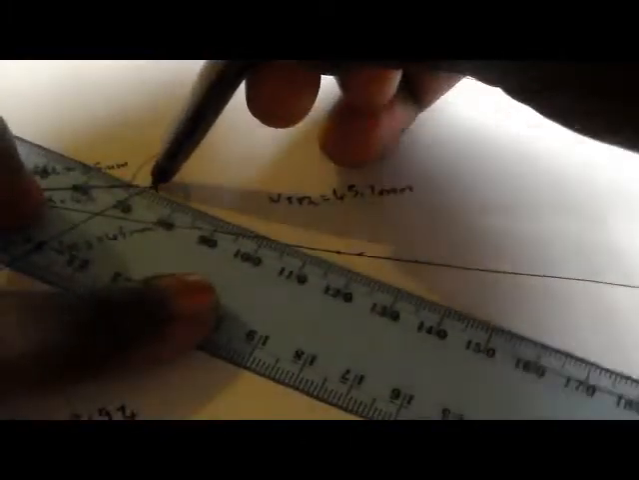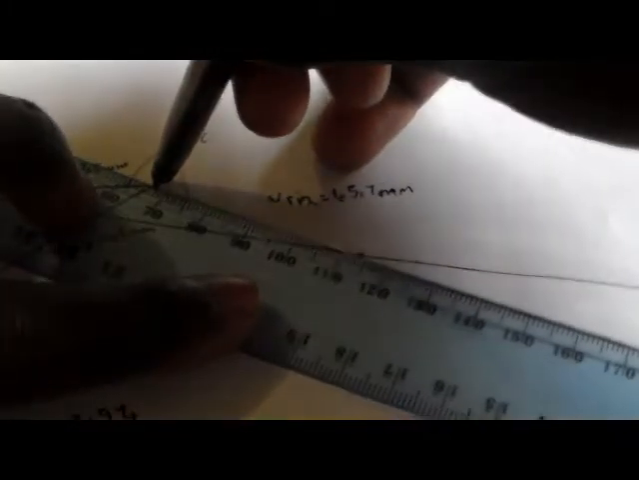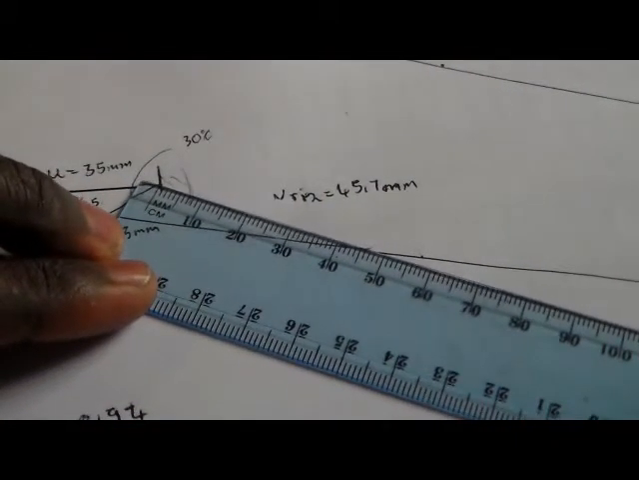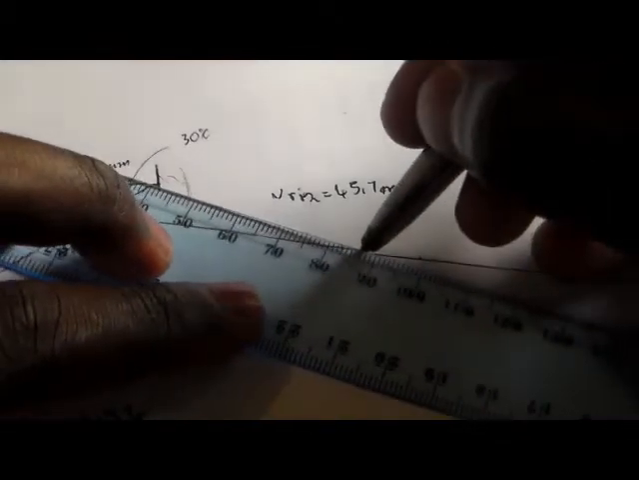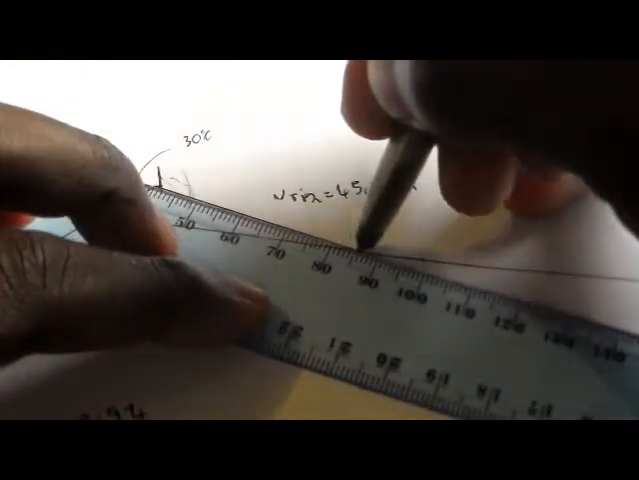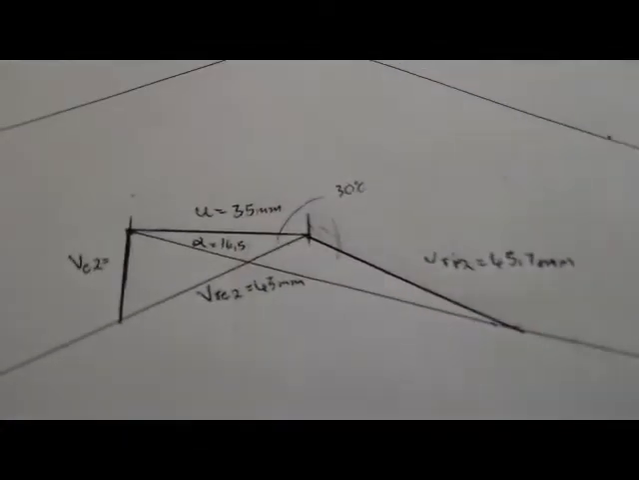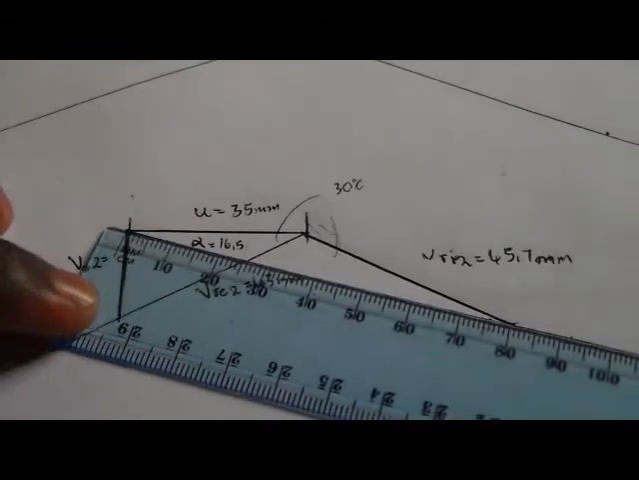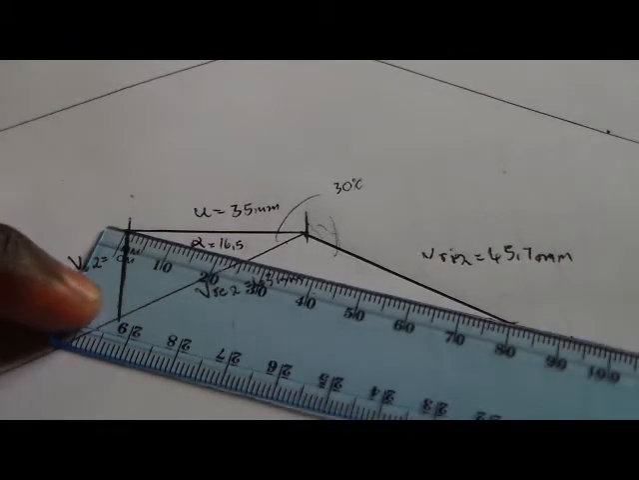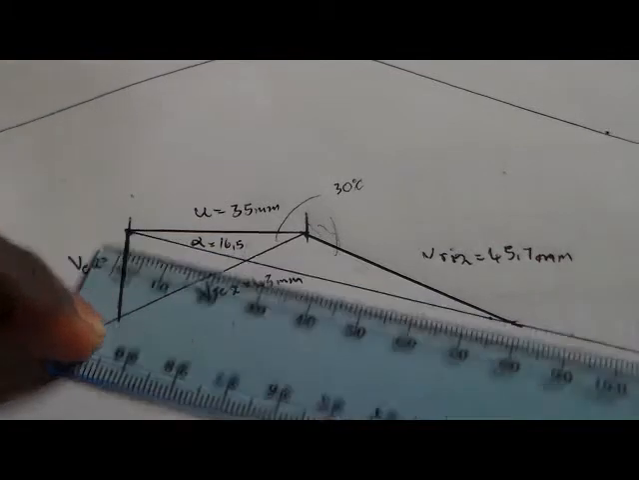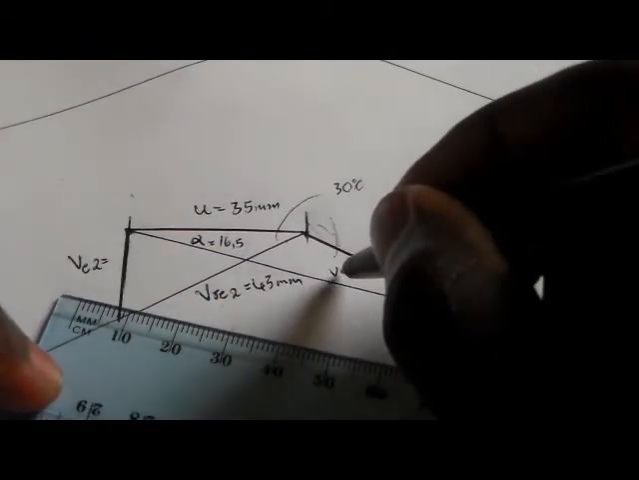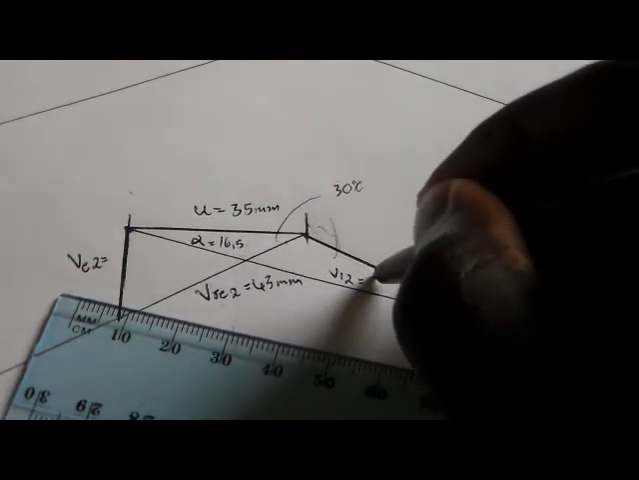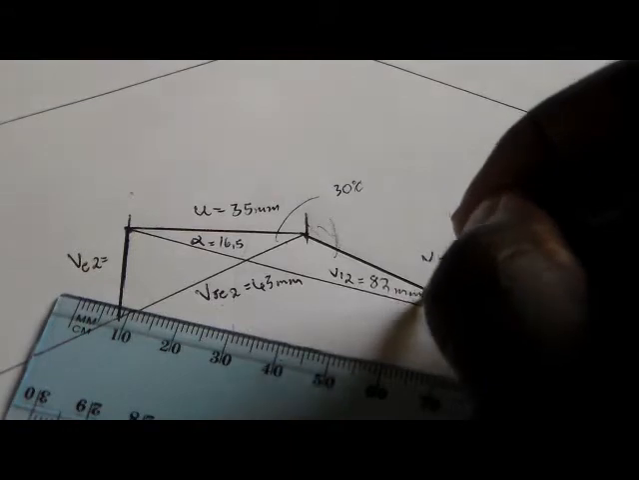So if they are intercepting here, you can just draw the straight line. Okay, they're intercepting at this point, so you can just draw this line now. So now your velocity diagram at the second stage is complete. You can just measure this one here, it's 82. So we can just say that VI2 is equal to 82 millimeters, right?